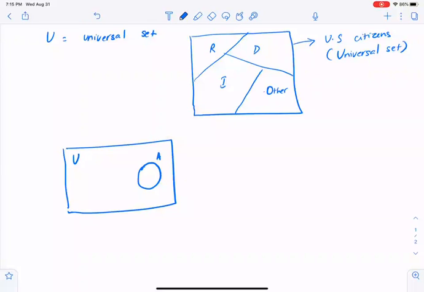Think about it this way. Universal, the universe, the entire universe. Is Earth a subset of that universe? Yes. So I can say Earth is a subset of that universe. Is it right to say stars are a subset of this universe? Yes, it's part of it.